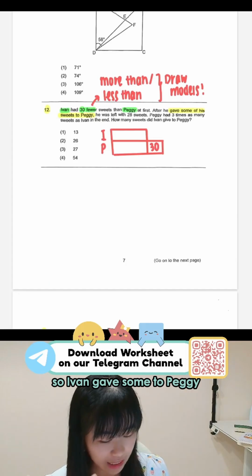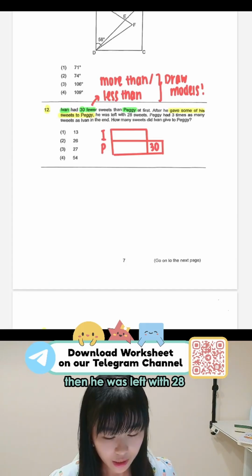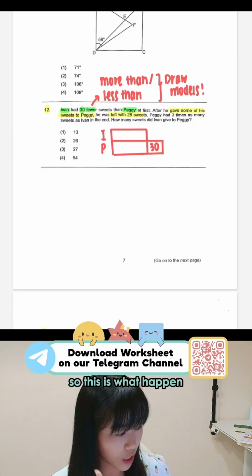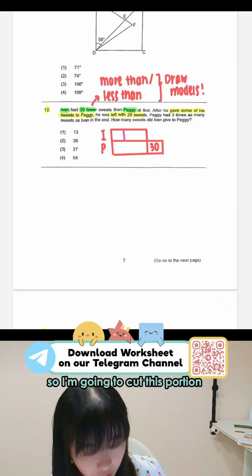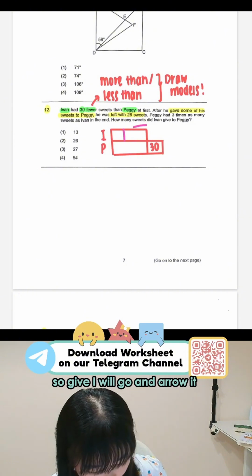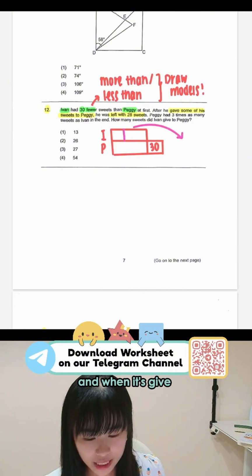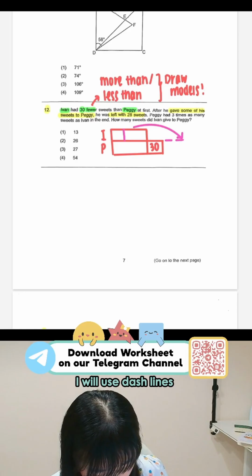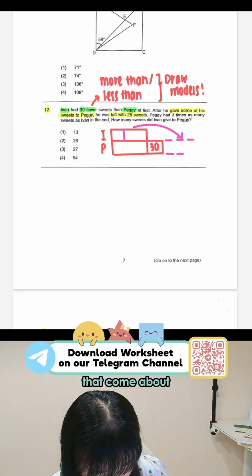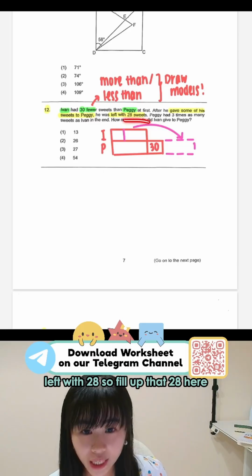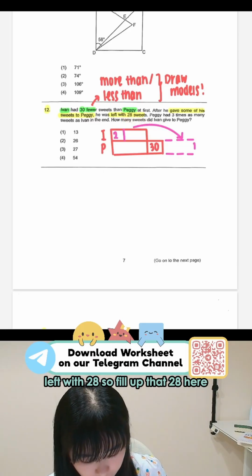So Ivan gave some to Peggy. Then he was left with 28. Okay, so this is what happened. You're gonna cut a certain portion from Ivan. So I'm gonna cut this portion. So give, I'm gonna arrow it. And when it's give, I will use dash lines. So I know this is the extra part that came about. And then end up left with 28. So fill up that 28 here.